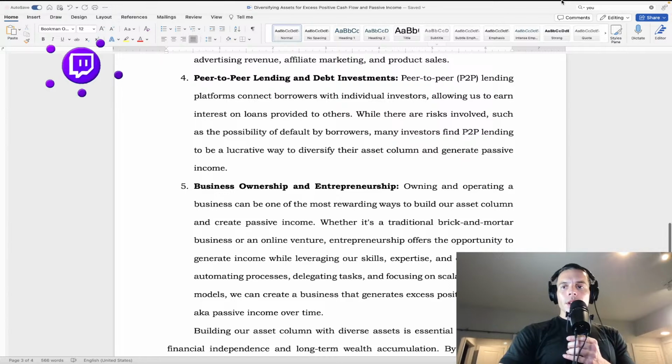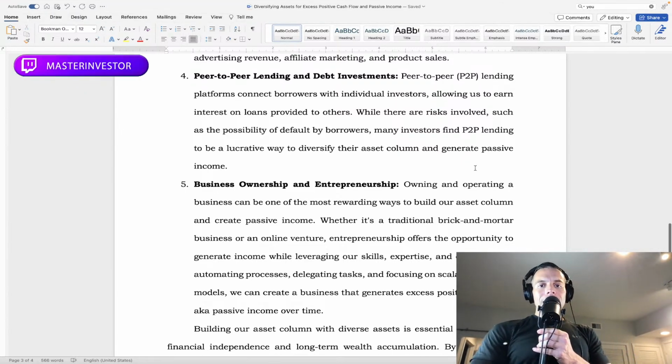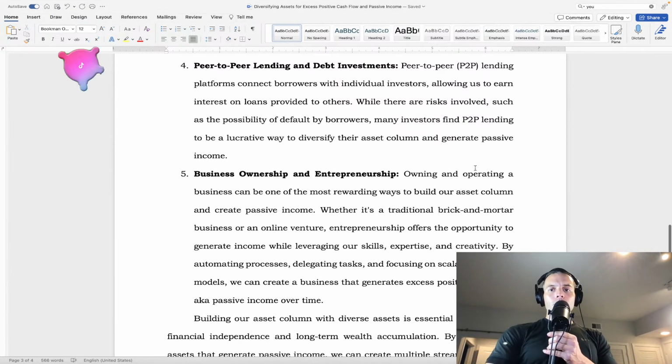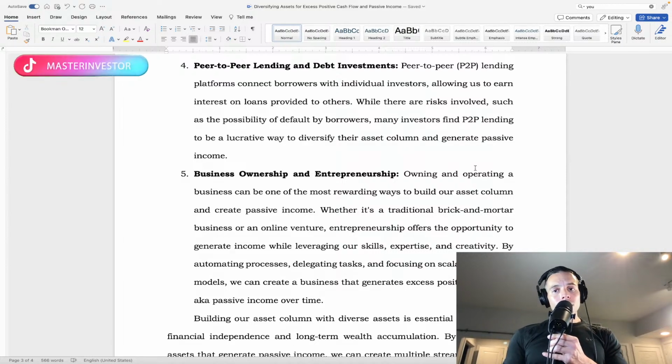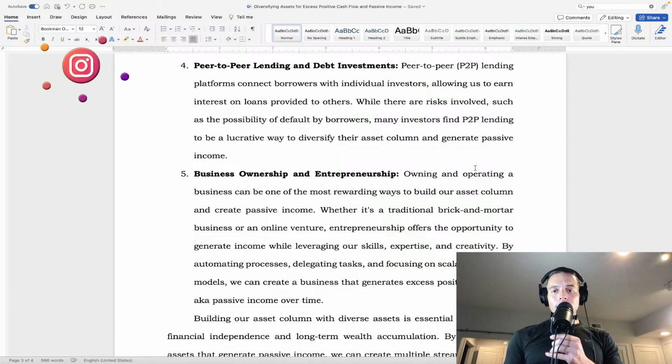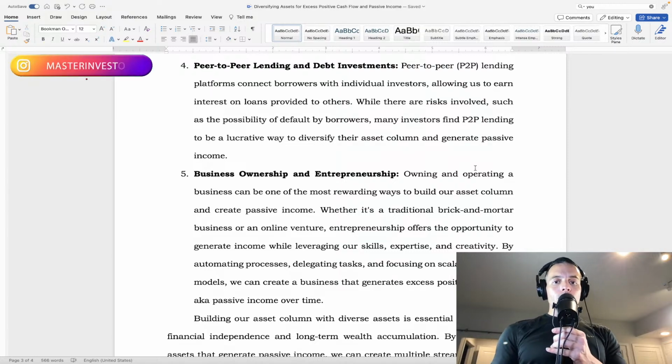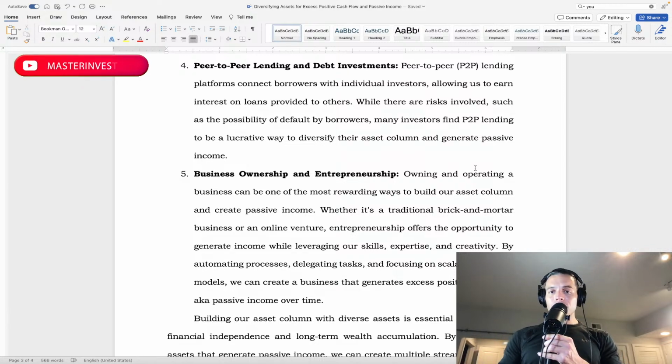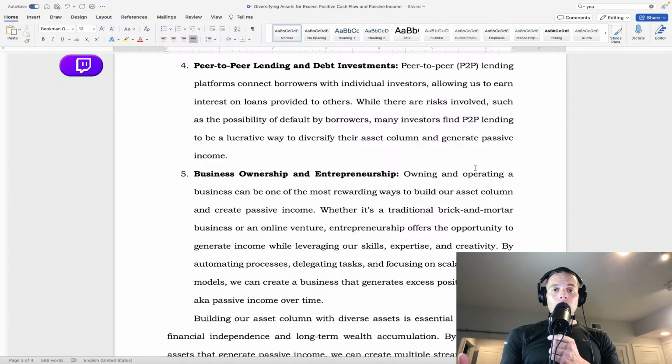Number 4, peer-to-peer lending and debt investments. Peer-to-peer lending platforms connect borrowers with individuals that are investors, allowing us to earn interest on loans provided to others. And so when we have passive income, we have excess cash flow coming in, then we can turn around, because the job number one of a master investor is to make money work hard. So we need to look for places where we can put our money to work.